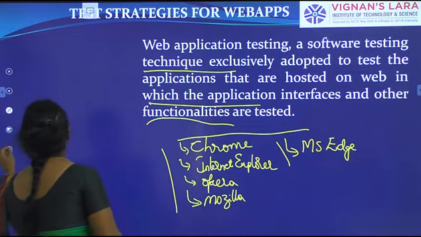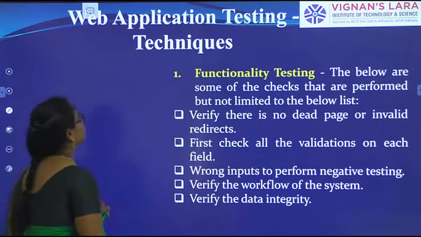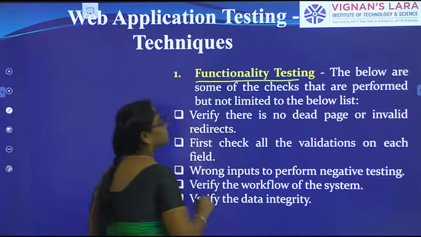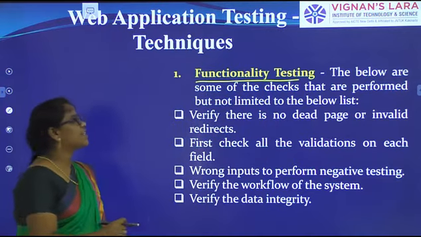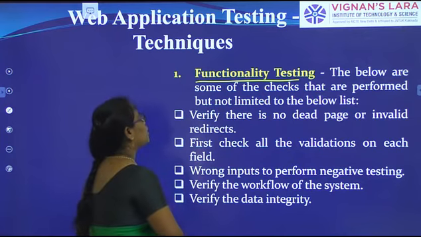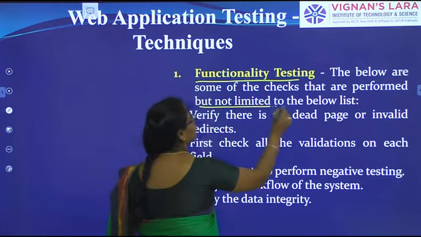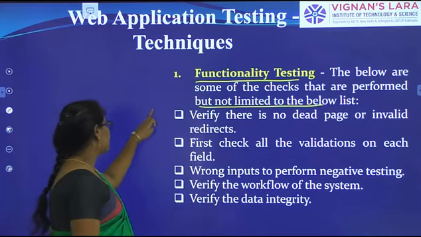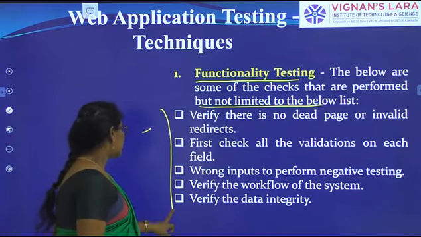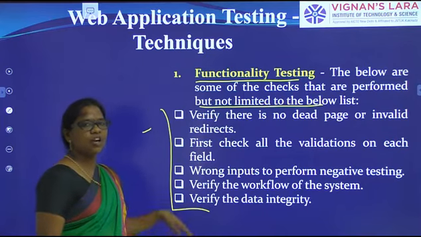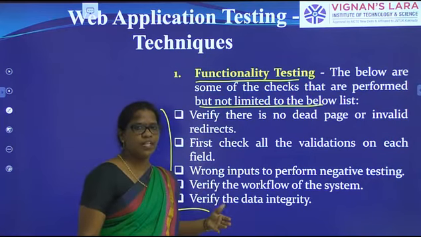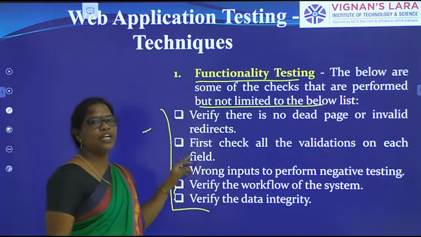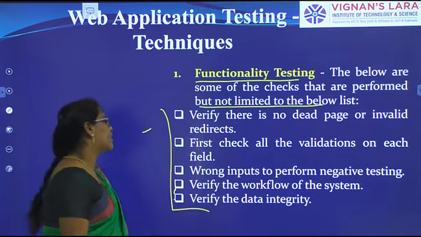So what are those strategies? Let us go for those strategies. The first one is functionality testing. So what is functionality testing? Below are some of the checks that are performed, but not limited to the below list. In functionality testing, these are the things we have to check, but it is not limited to this. That means not only these, there will be so many. Apart from that, these four are the more important in order to check the functionality of the web application. Let us see in detail.